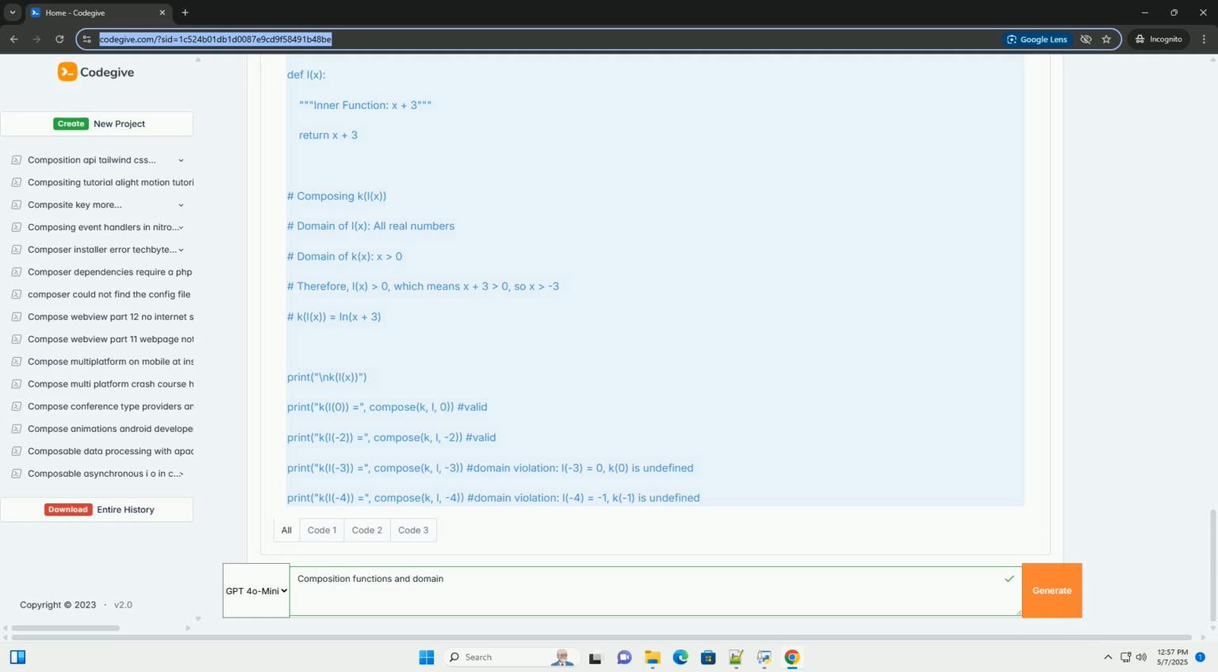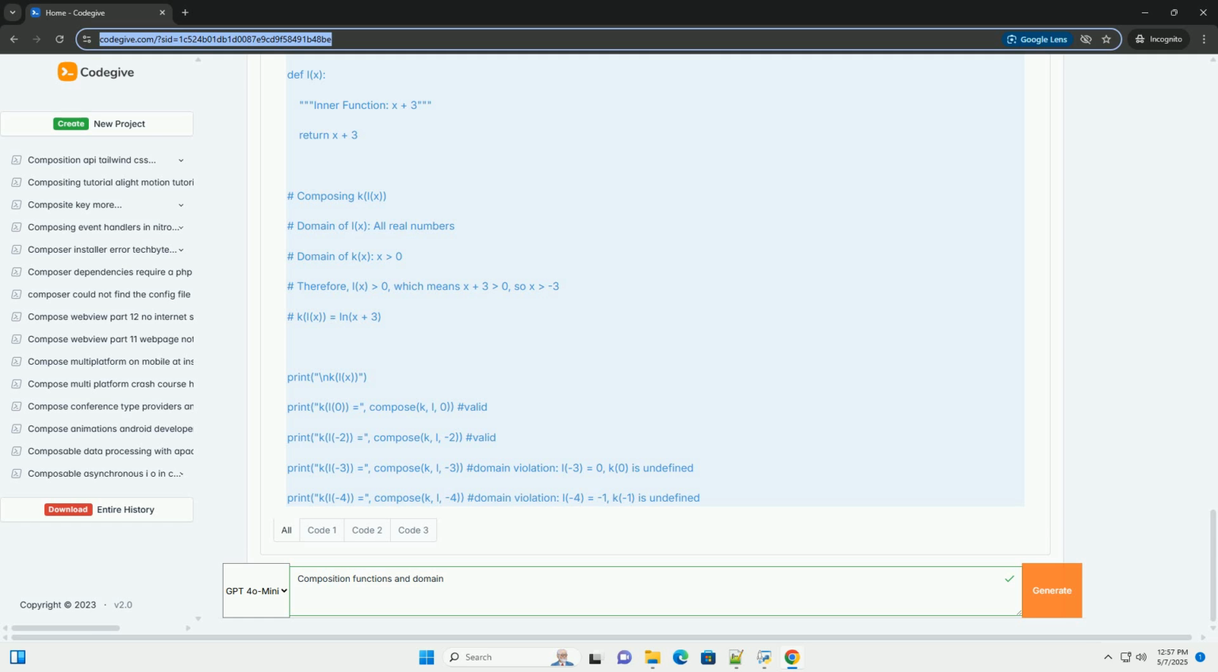Three, consider the range of the inner function g(x) with regards to the outer function f(x)'s domain. Determine for which x values the result of g(x) would violate the domain of f(x). Four, combine the restrictions. The domain of f(g(x)) is the intersection of the domain of g(x) and the set of all x values for which g(x) is in the domain of f(x).